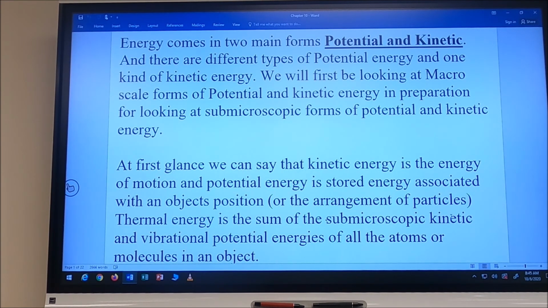At first glance, we can say that kinetic energy is energy something possesses because it's moving. And potential energy is stored energy associated with an object's position or the arrangement of particles. Thermal energy, which is going to be a big topic next semester, is the sum of microscopic kinetic energies and vibrational potential energies of atoms and molecules. We'll mention thermal energy just a little bit this semester.